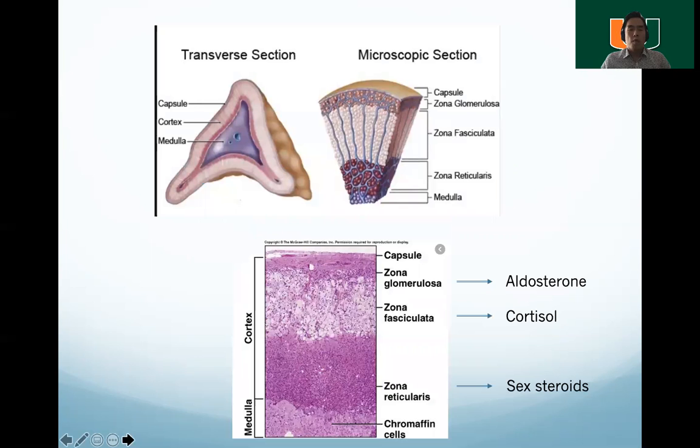Again, when we talk about adrenal hormones, we refer to adrenal cortex hormones, right? And I mentioned in my previous video lecture, there are 3 zones: zona glomerulosa, fasciculata, and reticularis, that make aldosterone, cortisol, and sex steroids.